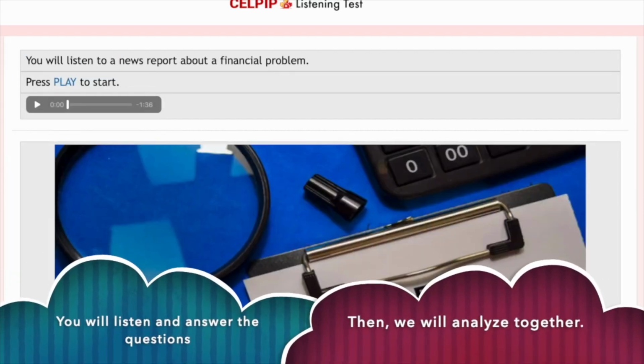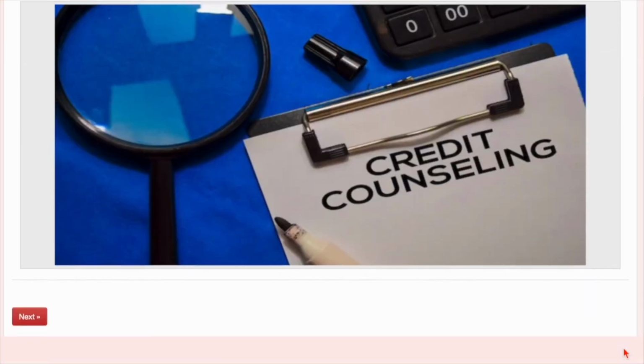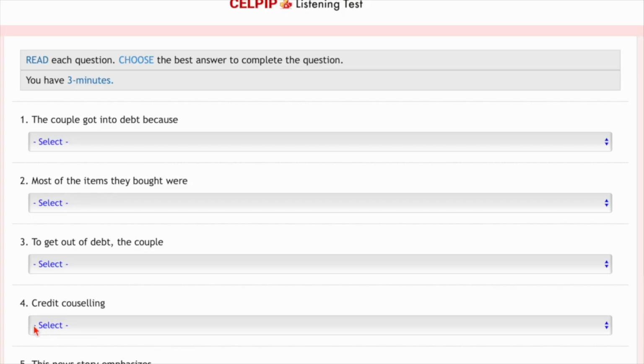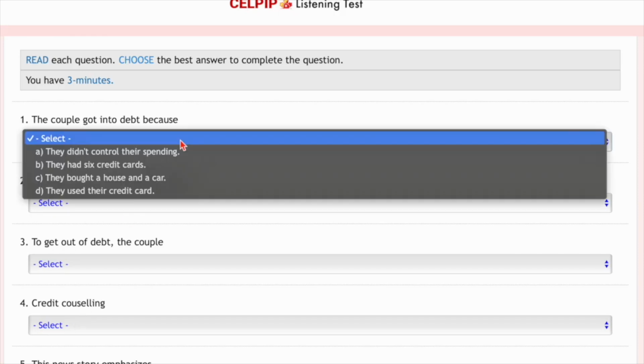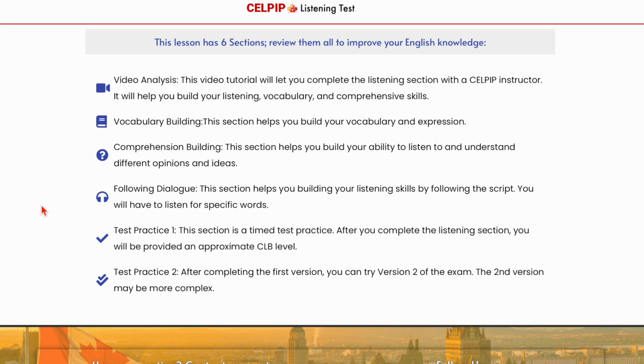So, everyone, I want to remind you that I will be giving you a chance to listen to the news report yourself and then answer the questions by yourself. That way, we can do this analysis together. So, first, I will play the news report. You can listen and repeat and get the information. And then we will be going to the questions, and I will be giving you a chance to answer the questions, okay? I will be showing the answers and giving you the right time. And let's get started with test practice 1.